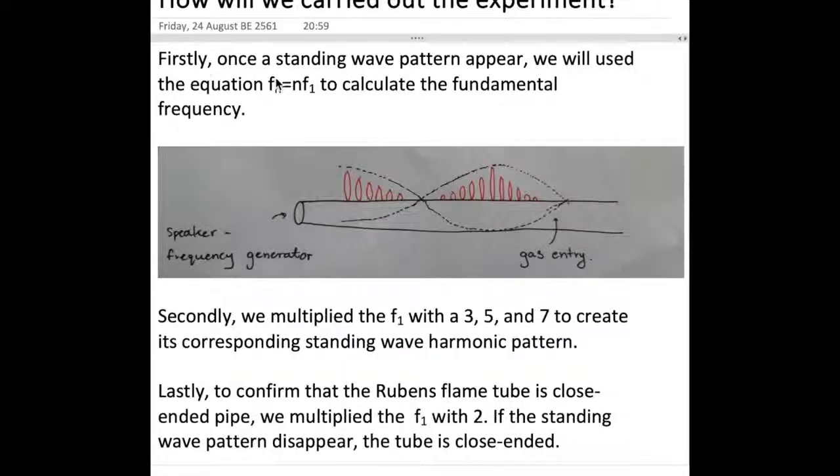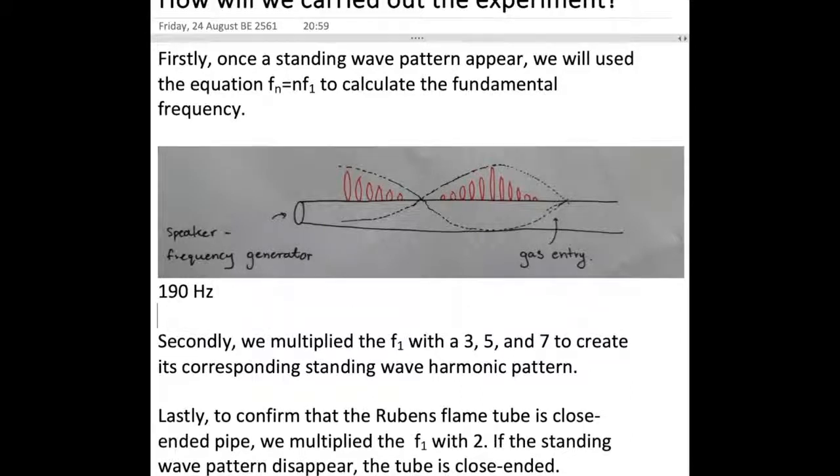Firstly, once a standing wave pattern appeared, we will use the equation Fn equals n F1 to calculate the fundamental frequency. And as the picture shows, we set the frequency generator at 190 Hz, and a standing wave pattern of the third harmonic wave appeared. We are able to find the fundamental frequency by dividing 190 Hz by 3, which gives 63.33 Hz. And that is our fundamental frequency.